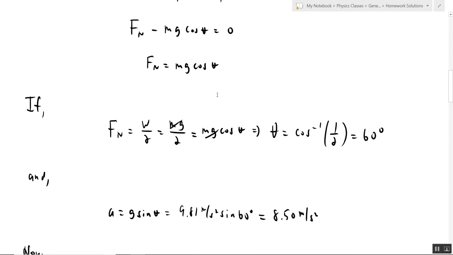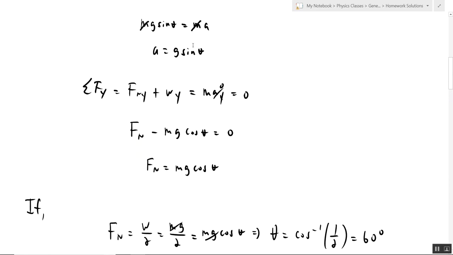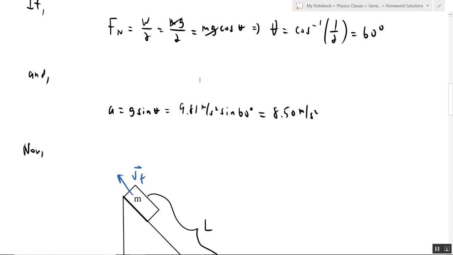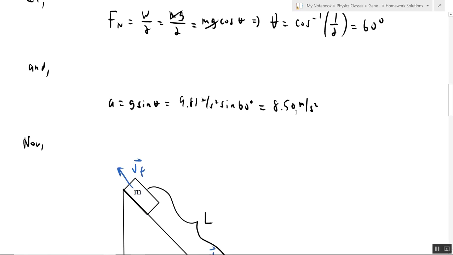Now, if the angle is 60 degrees, then you plug it in here for the acceleration, and you get the acceleration is 8.50 meters per second squared.